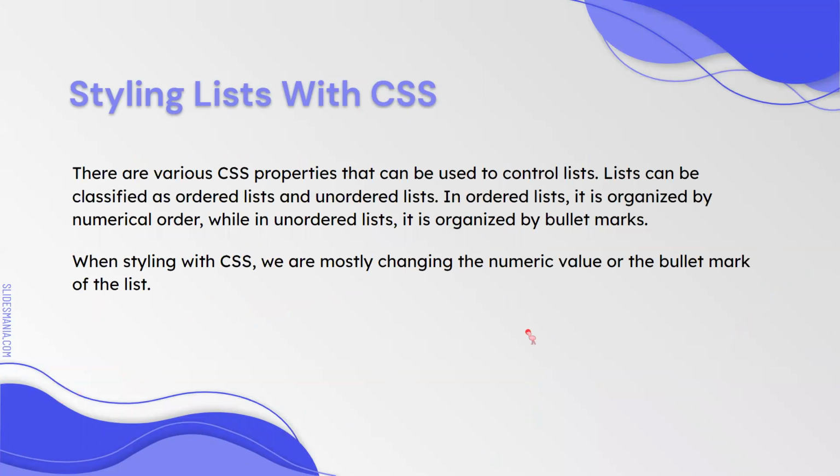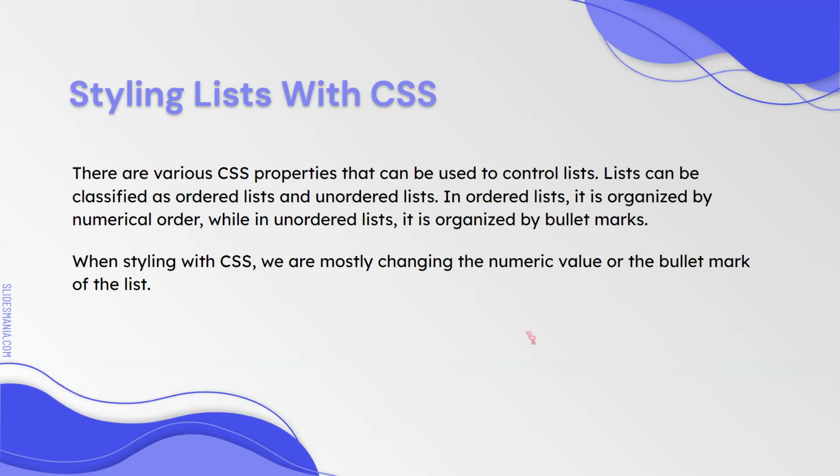First, styling lists with CSS. We already learned about lists in my previous video. So if you don't know what lists are, then go check out that video. But today we're going to be looking at styling lists with CSS. There are various CSS properties that can be used to control lists. Lists can be classified as ordered lists and unordered lists. Ordered lists are organized by numerical order, while unordered lists are organized by bullet marks or just any type of list marker. When styling with CSS, we mostly change the numerical value or the bullet mark on the list.